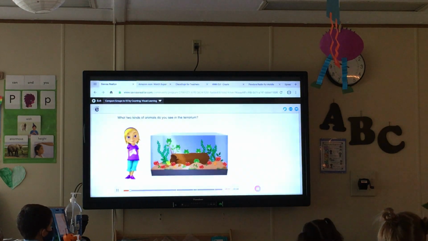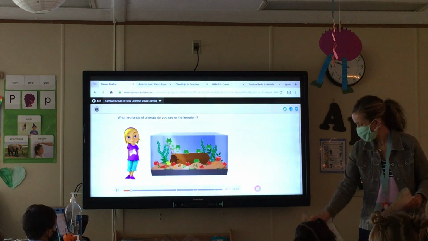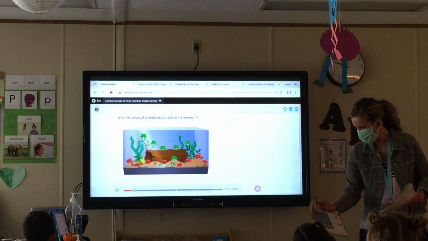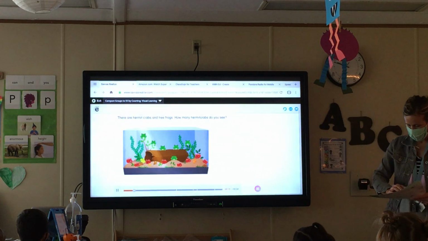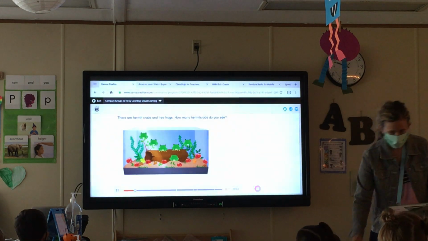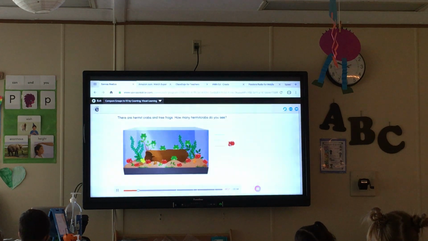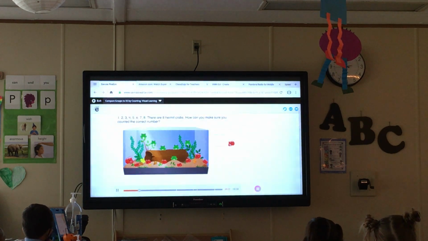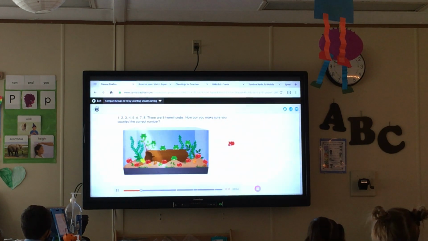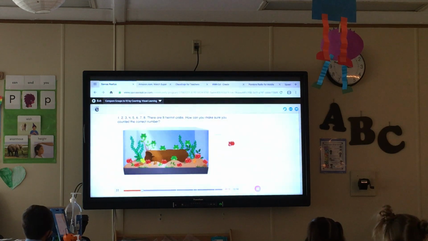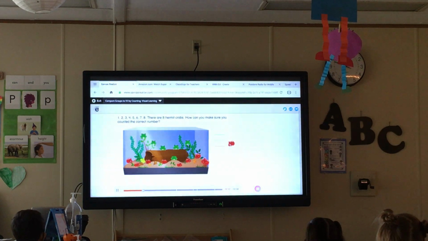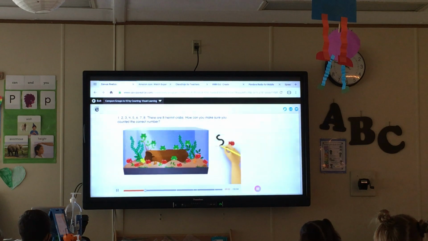What two kinds of animals do you see in the terrarium? Ooh, what do you see? Frog. There are hermit crabs and tree frogs. How many hermit crabs do you see? 1, 2, 3, 4, 5, 6, 7, 8. There are 8 hermit crabs.